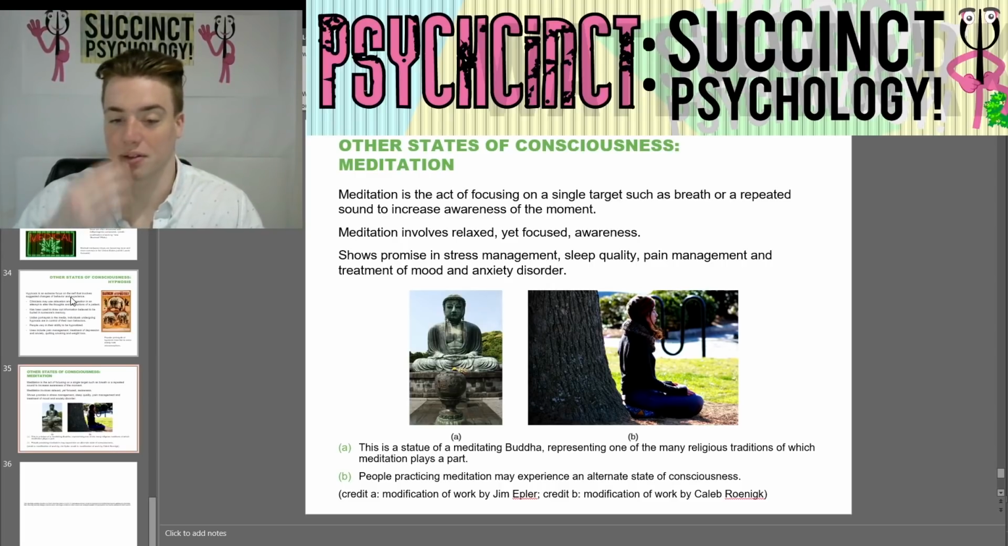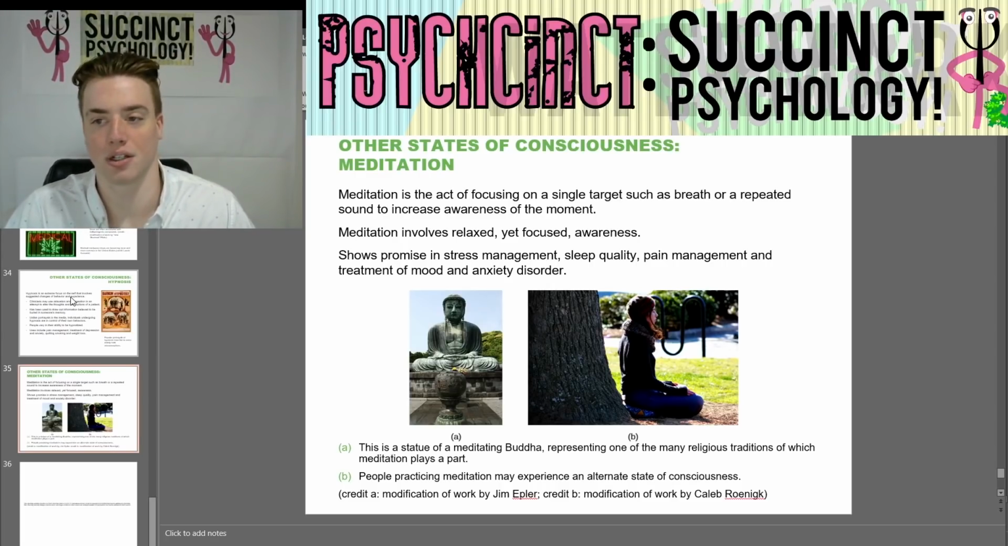Now, continuing with our other states of consciousness, we have meditation. Meditation is the act of focusing on a single target, such as breath or repeated sound, to increase awareness of the moment. Meditation involves relaxed yet focused awareness, and it shows promise in stress management, sleep quality, pain management, and treatment of mood and anxiety disorders.